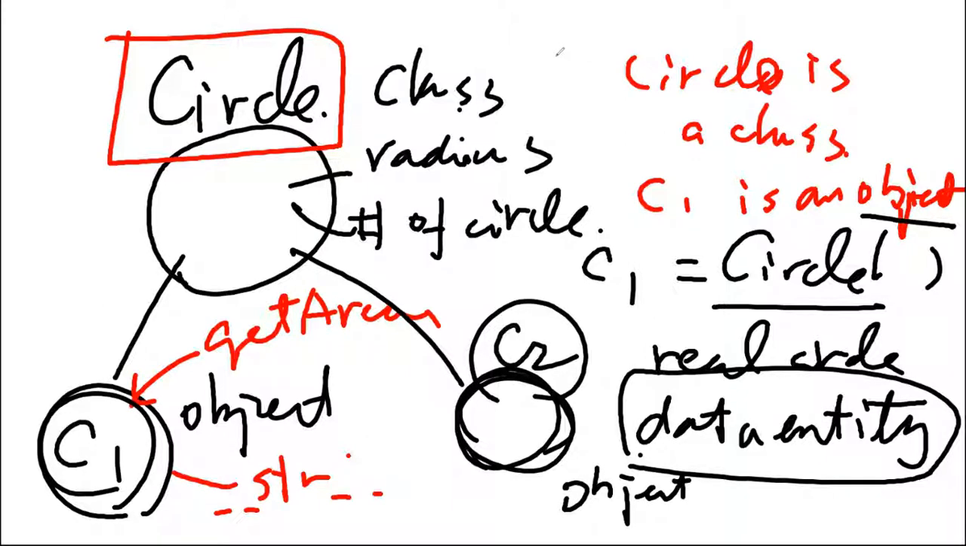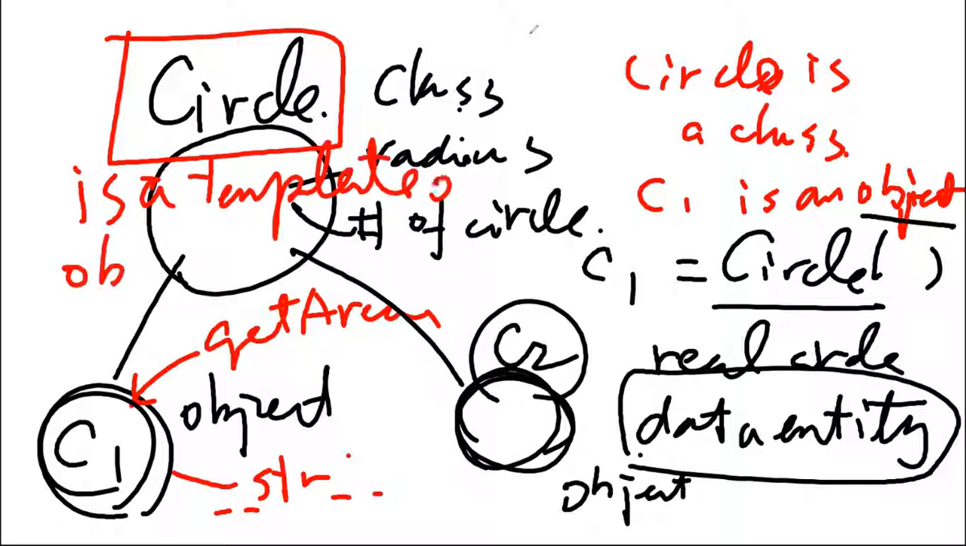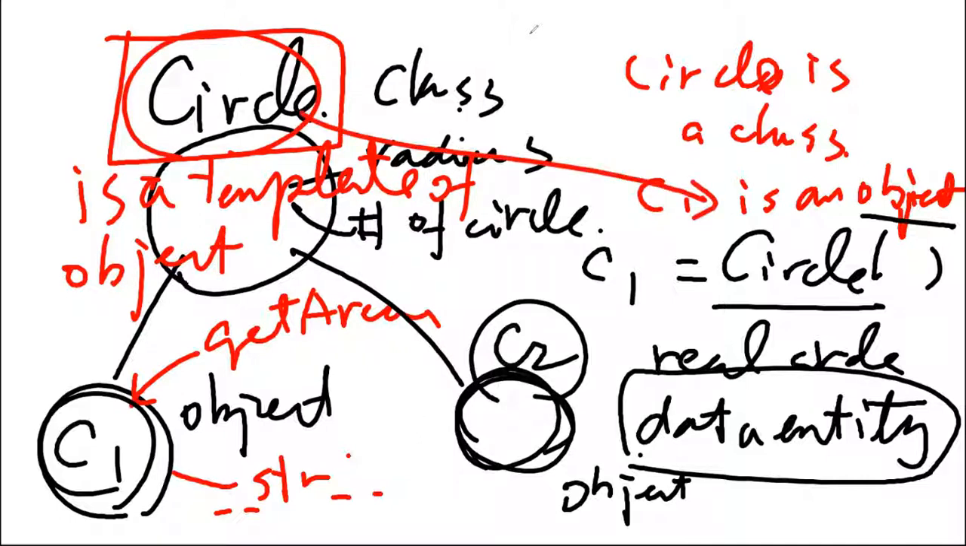So class is a template of objects. Class is a template of object. So class is used to build objects. So I can call this Circle function to create circle 1. I can call this Circle function to create circle 2. Okay? Is that okay? Yeah.